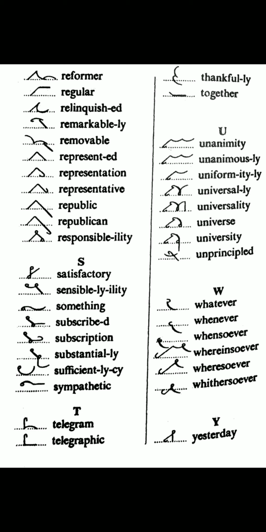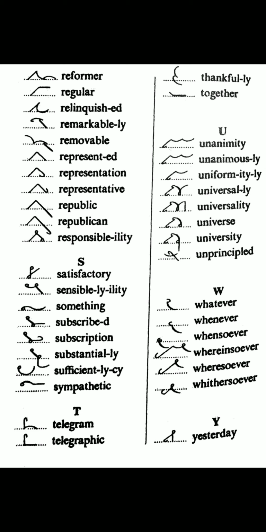Y upward and another N is used here for unanimity. Same outline is used here for unanimous or unanimously. And Y on the line with N stroke for uniform, uniformity or uniformly. Y with alternative form of verb with S circle with upward L on the line for universal or universally.